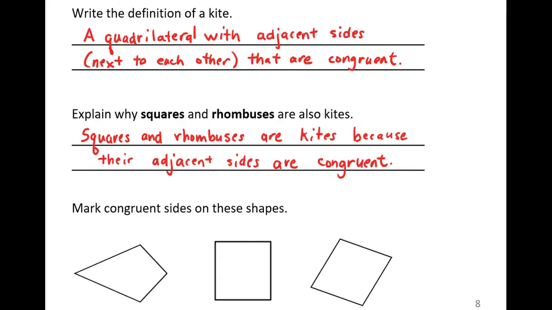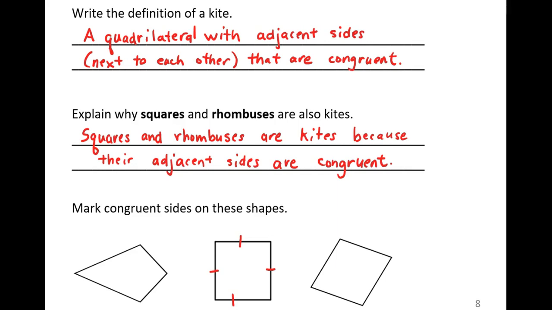In this section, I use the definition of a kite to help explain why squares and rhombuses are also kites. So a kite means that we have a quadrilateral with adjacent sides that are congruent. My squares and rhombuses have 4 congruent sides, so that would mean their adjacent sides would also be congruent. So if I look down here at my square, this side and this side would be considered adjacent sides, and they're the same length. And this side would also be considered adjacent sides, and they're the same length.